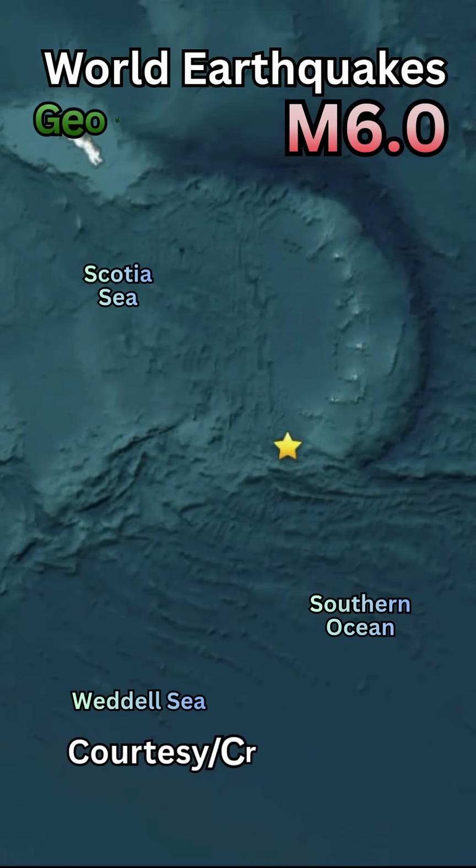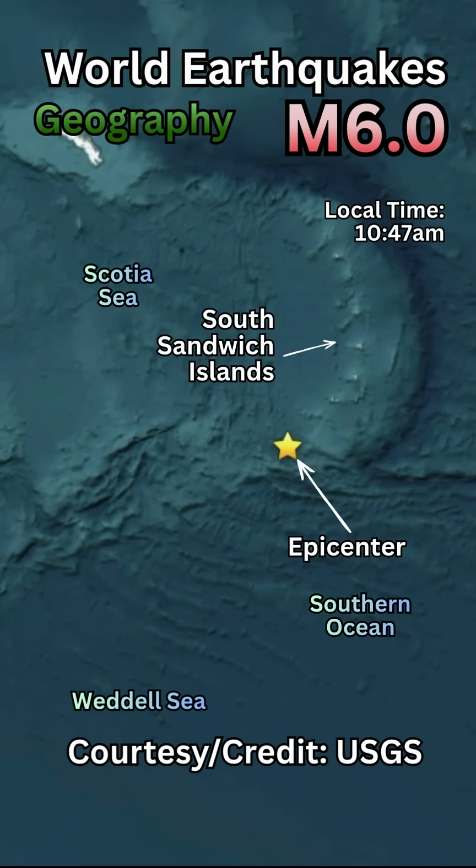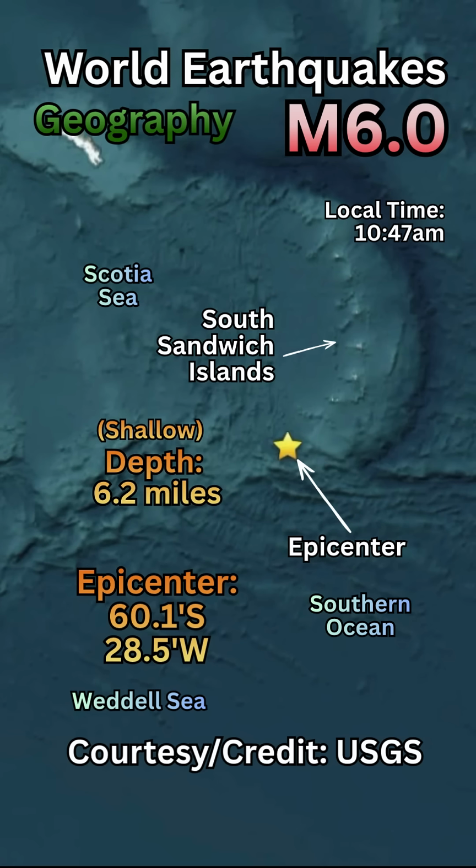Where on August 12th, 2026, at a local time of 10:47 a.m., a magnitude 6.0 earthquake occurred at a depth of 6.2 miles at an epicenter of 60.1 degrees south and 28.5 degrees west, placing it about 100 miles southwest of the southernmost islands of the South Sandwich Islands, which are part of the British Overseas Territories, thanks to the British Empire. The two smaller islands, Thule and Cook, are the closest to this epicenter.